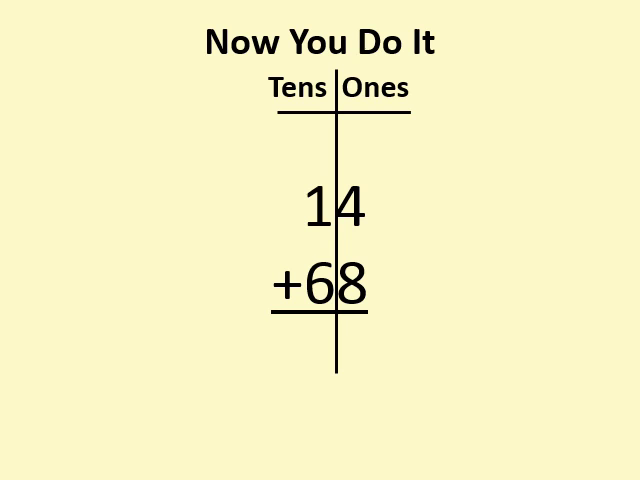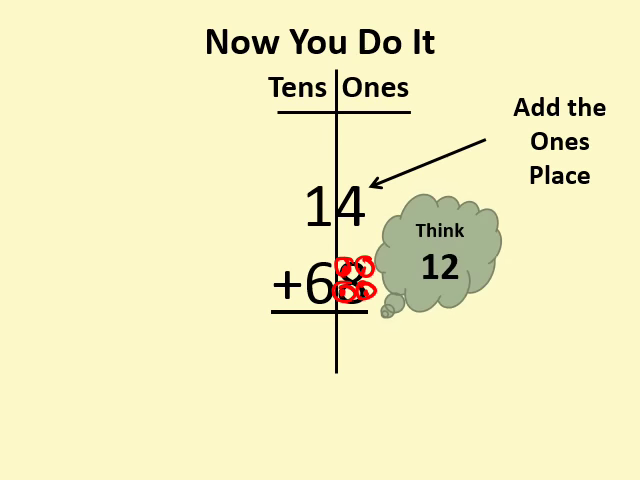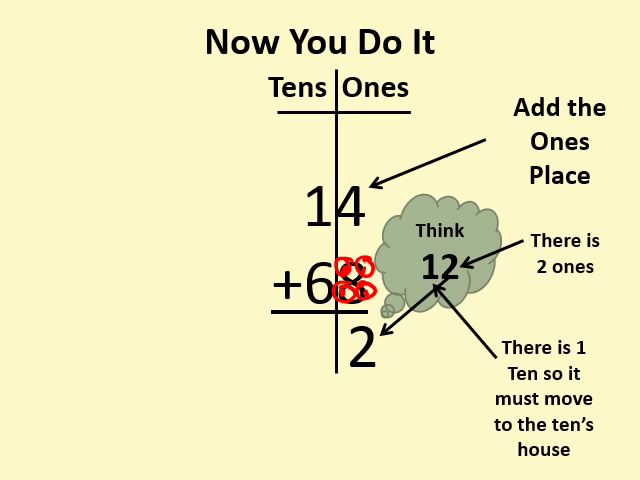Okay, hopefully you paused it and you're just joining me again. So my first step is to always add the ones place. I'm going to use those touch points again. 4, 5, 6, 7, 8, 9, 10, 11, 12. So you're going to think 12. There is a 1 and there is a 10. So I'm going to take the 2 from the ones and I'm going to put it into the ones place. Now the 10 that I made, I composed a 10. I'm going to regroup it and move it to the tens house because it can't stay in that ones place. So there it is on top.